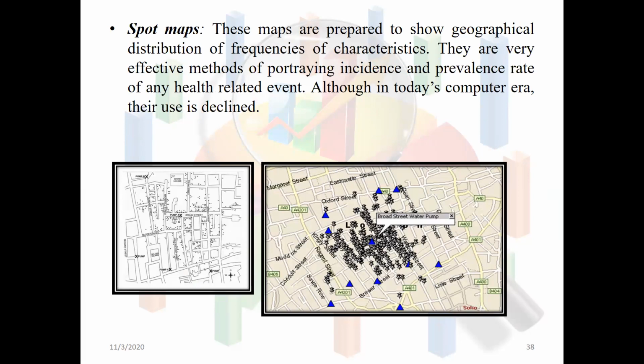Spot maps. These maps are prepared to show the geographical distribution of frequencies of characteristics. They are very effective methods of portraying the incidence and prevalence rate of any health-related event, although in today's computer era, their use has declined.